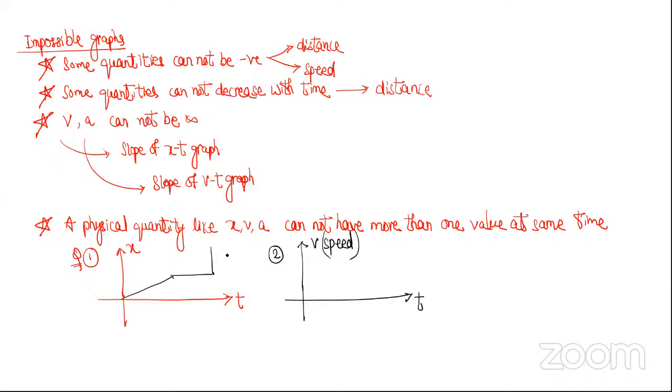Look at this portion. Slope is becoming infinity, isn't it? That means velocity is infinity. That is not possible. This one, question number 3. No, sir, not possible.